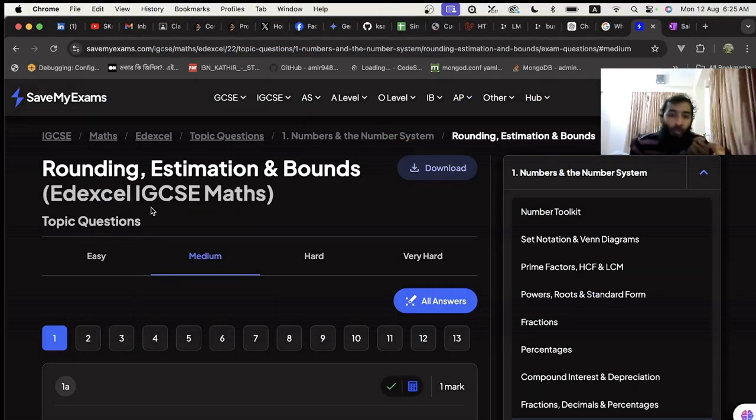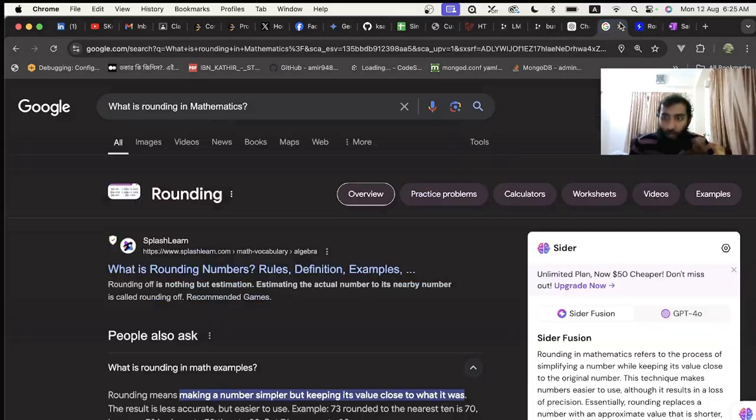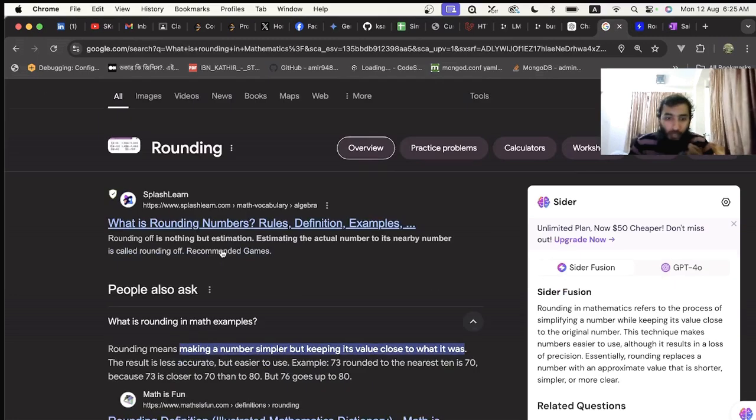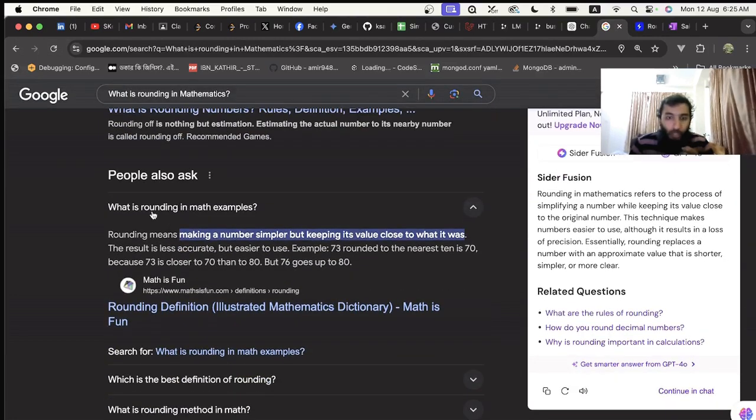Before going into each topic, I want to focus on one topic at a time. So let's go to Google. I have just typed "what is rounding in mathematics". If I go to this question that people also ask, "what is rounding in math examples": rounding means making a number simpler but keeping its value close to what it was. So the result is less accurate but easier to use.